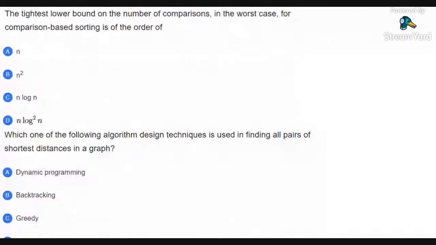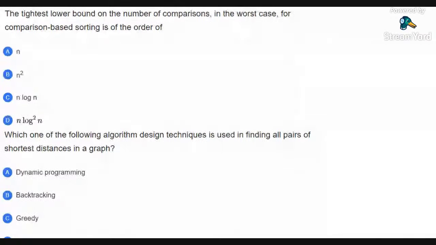The tightest bound on the number of comparisons in the worst case for comparison based sorting is of the order of n log n. Okay, which algorithms have we seen for comparison based sort? There are basically two categories: comparison based sort and the other category. What is the other category of sorting? That is based on the nature of the elements, in which we use radix sort and counting sort. Okay, so in comparison based algorithms, we have seen selection sort, bubble sort, insertion sort. For all these, selection, bubble, insertion, the time complexity is n square.